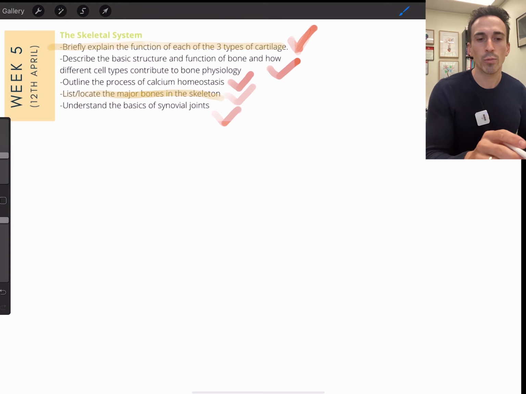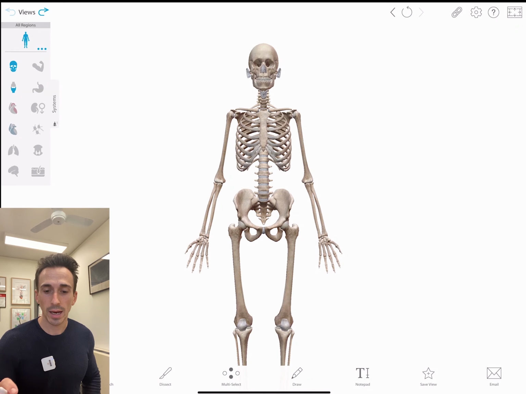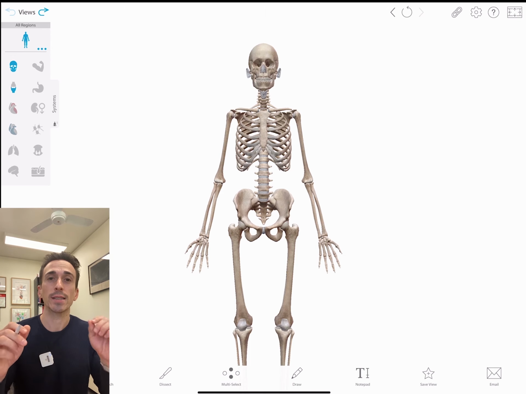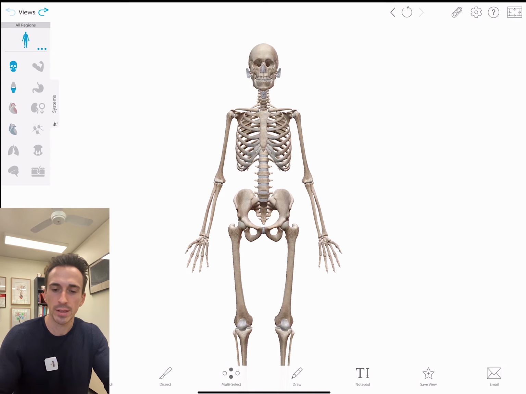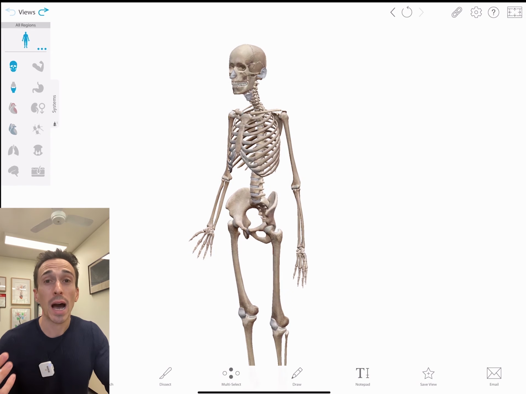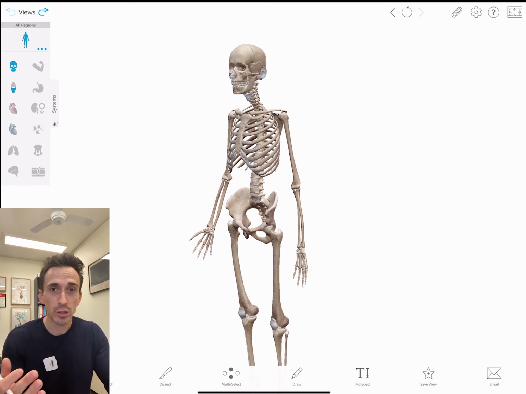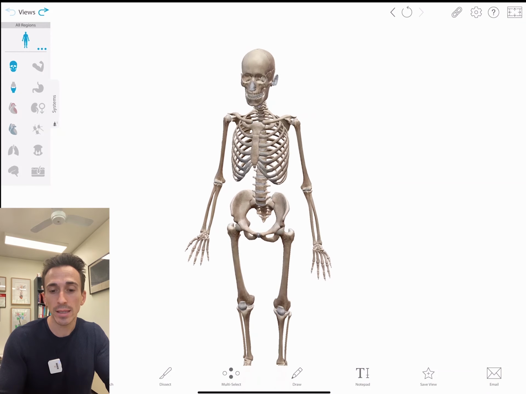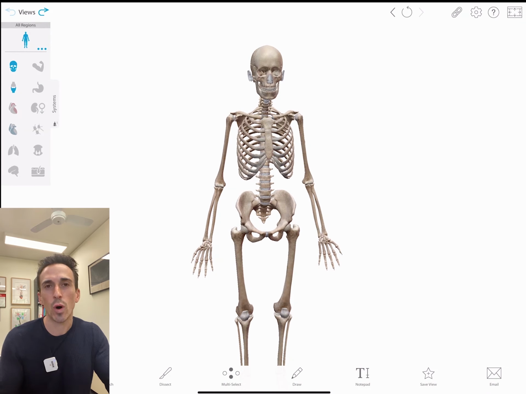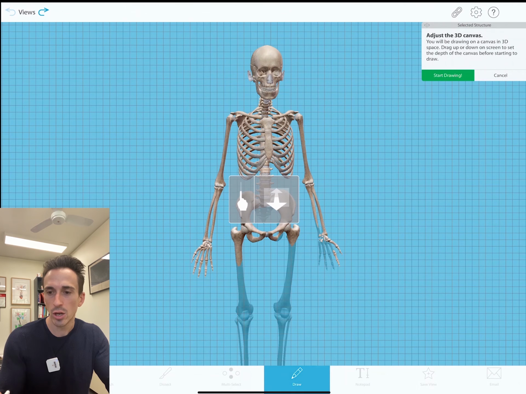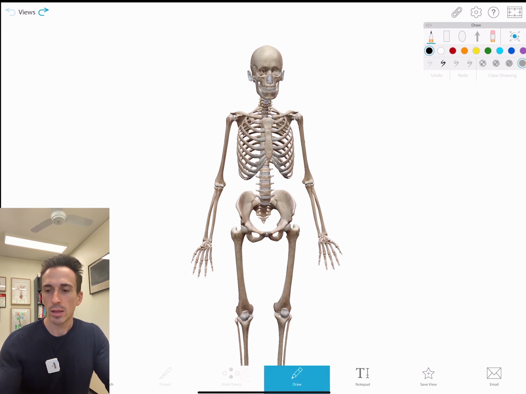So let's first start with briefly explaining the function of each of the 3 types of cartilage. What we've got here is the skeleton, and the skeleton has a number of joints. These joints are articulating surfaces. That means one surface comes in contact with another surface. And you can see that there's going to be cartilage associated with it. Often, cartilage is going to be found at these articulating surfaces, and cartilage is present to reduce friction. That's one of the main reasons why it's there. So the presence of cartilage is to reduce friction.